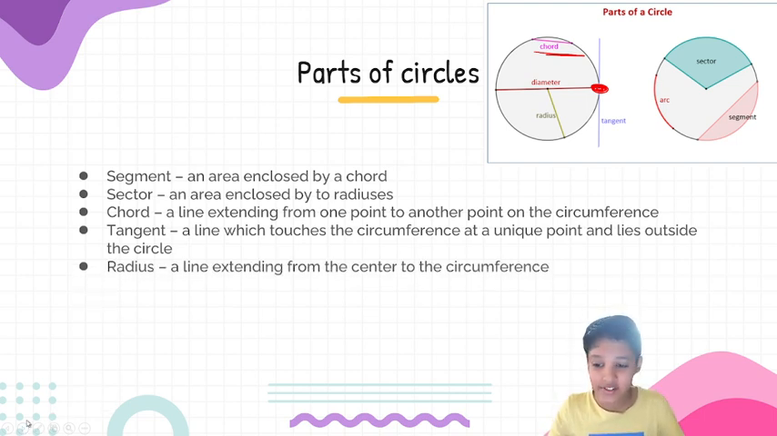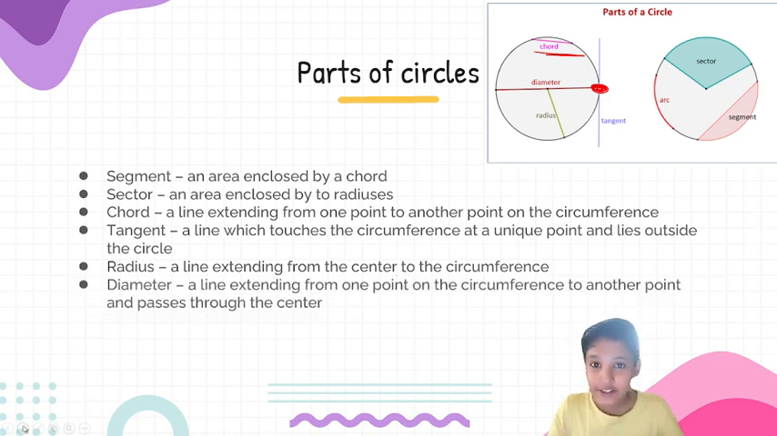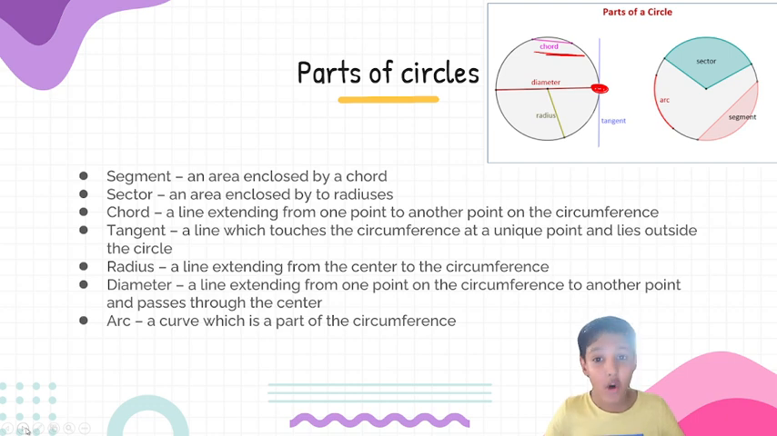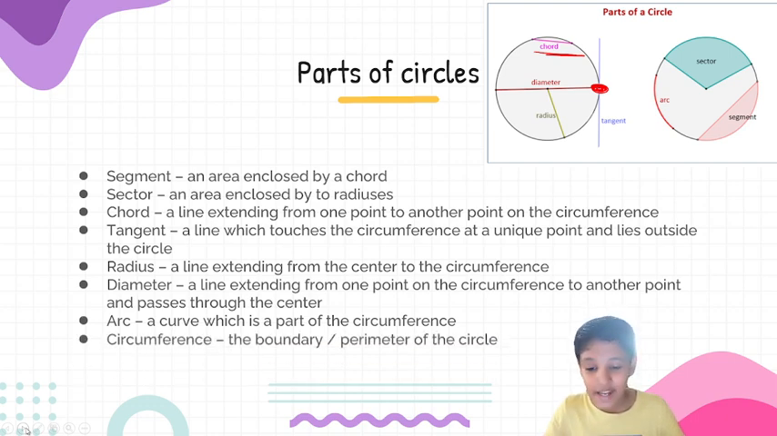The radius is a line that extends from the center of the circle to the circumference. The diameter is a line extending from one point on the circumference to another point, and it passes through the center of the circle. An arc is a curve which is a part or portion of the circumference, and the circumference itself is the boundary or the perimeter of the circle.